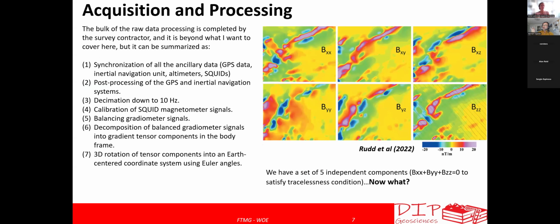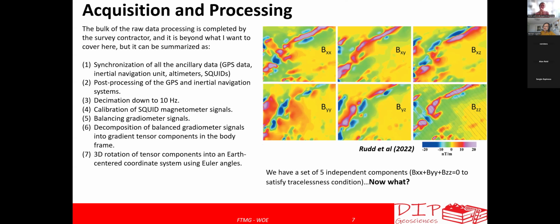And like I said before, the bulk of the processing is done by the contractor. So what they do is, of course, they need to synchronize all the ancillary data: all the GPS, the inertial navigation, altimeters, SQUIDs. Then there is some post-processing of the GPS and inertial navigation systems. And you need to decimate it down to 10 hertz. This data is sampled at a much higher rate. I'm not sure what rate they're using, but it's much higher than 10 hertz.